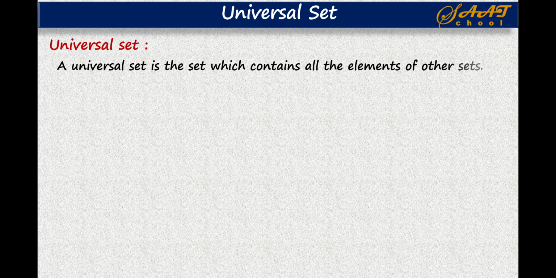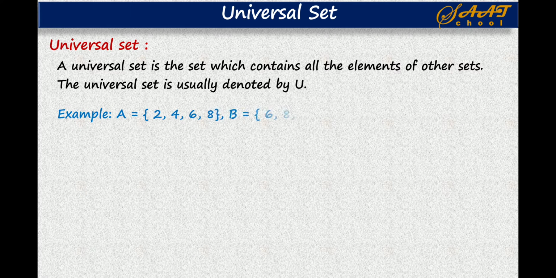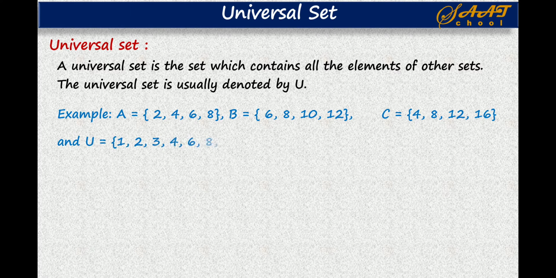Next, universal set. So a universal set is the set which contains all the elements of other sets. The universal set is simply written like a capital U. Here are some sets A, B, and C as well as universal set. So three sets A, B, C as well as universal set is given.